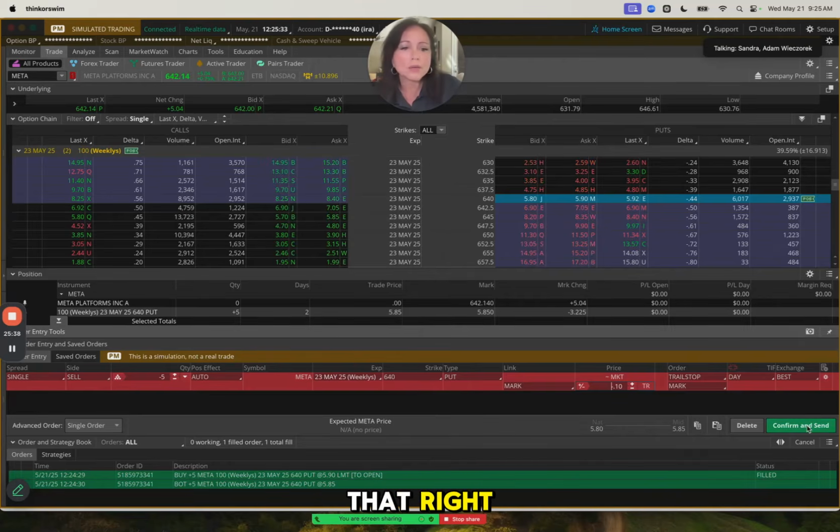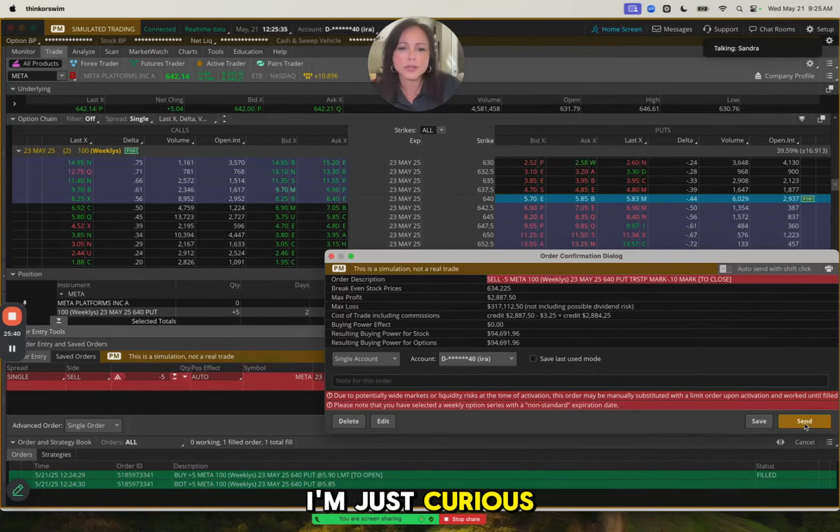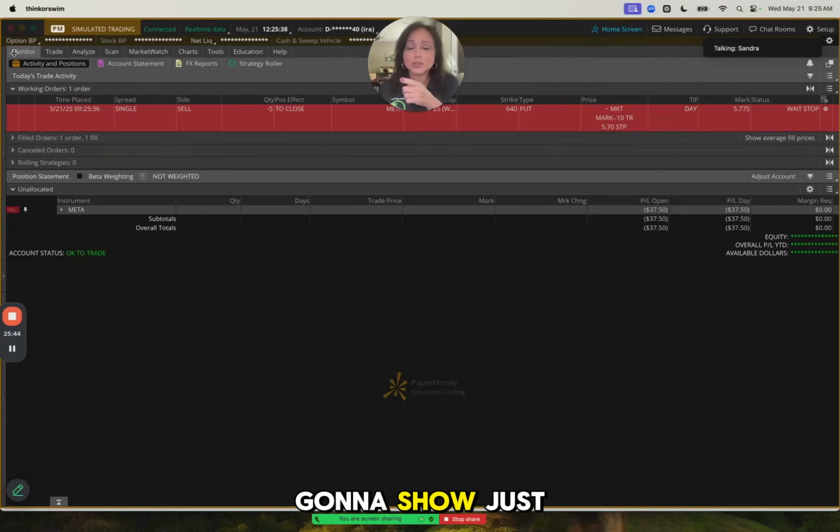Yes, by definition, I understand that. Is that the one you used? I'm just curious. I use percentage. And I'm going to show you that in just a second too, but I'll go through all of the functions. So for all those people out there that don't know how to use this function, trail stops are awesome.